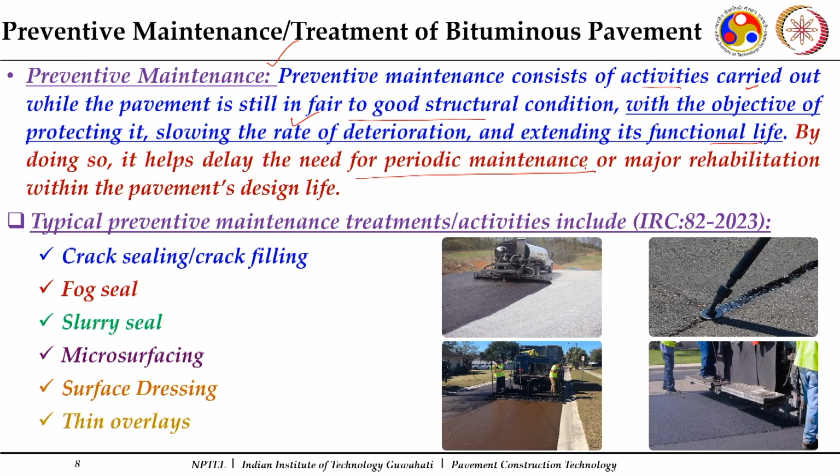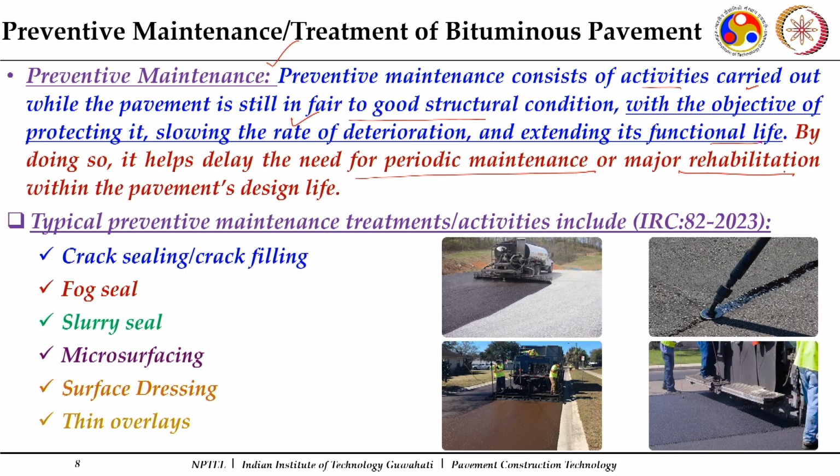So, the third category, which was periodic maintenance, is expected, okay, after this many years there may be a requirement for this particular renewal coat. If I do preventive maintenance properly at a timely interval, then I am able to delay my requirement of periodic maintenance, or even the major rehabilitation is delayed within the pavement's design life.